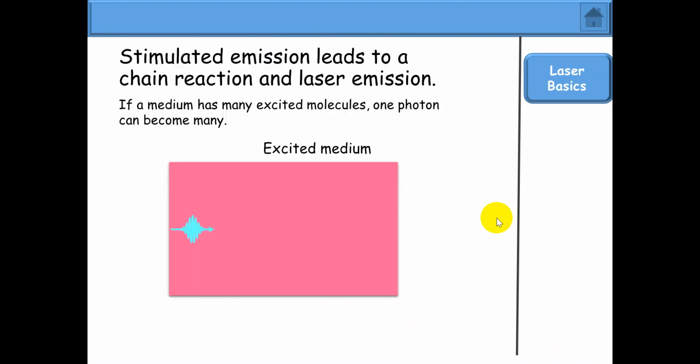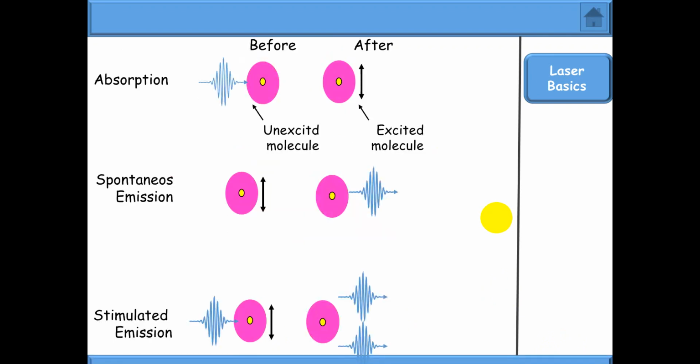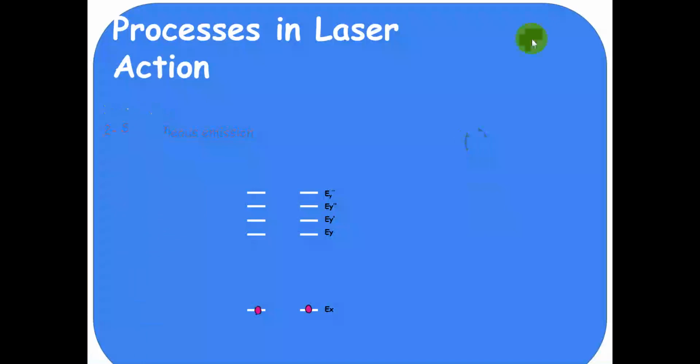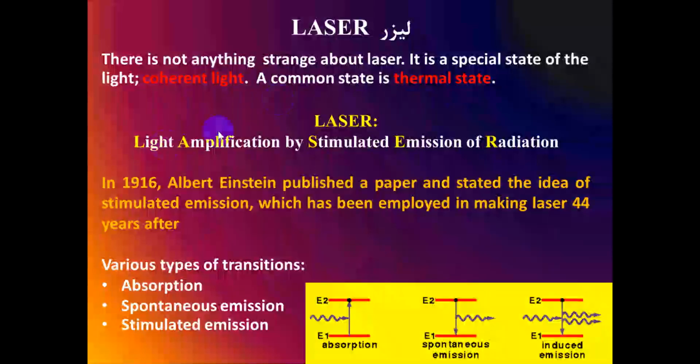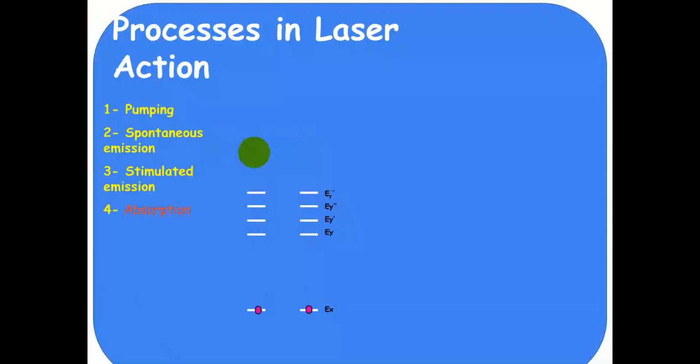In this slide, you can see how stimulated emission can lead to a chain reaction, and how the photons are amplified. One of the words used in laser is light amplification. How does amplification occur? It's an important question.